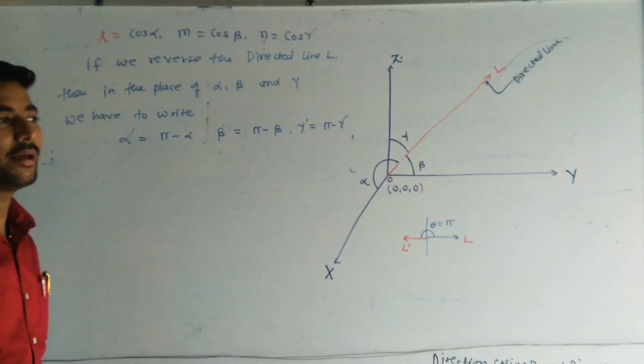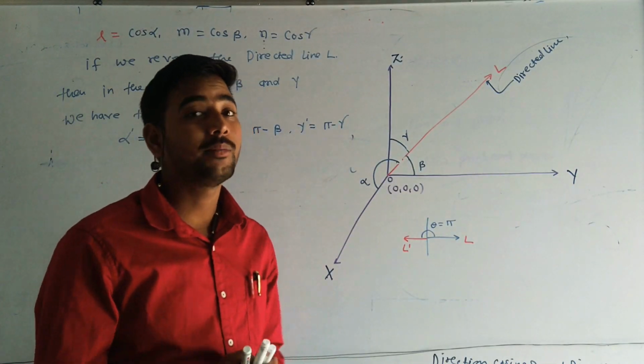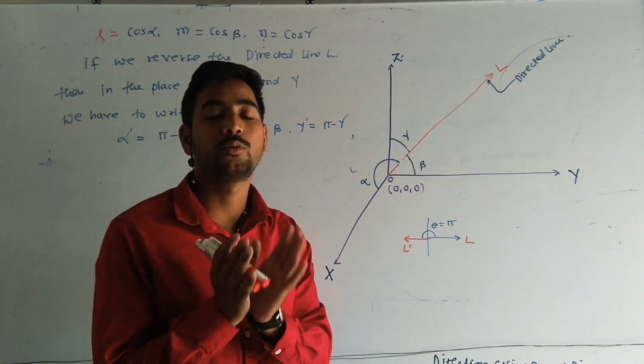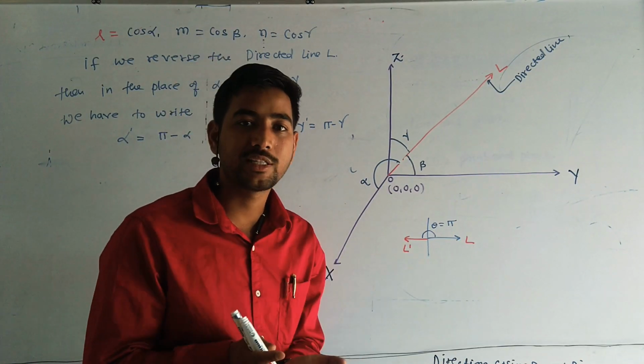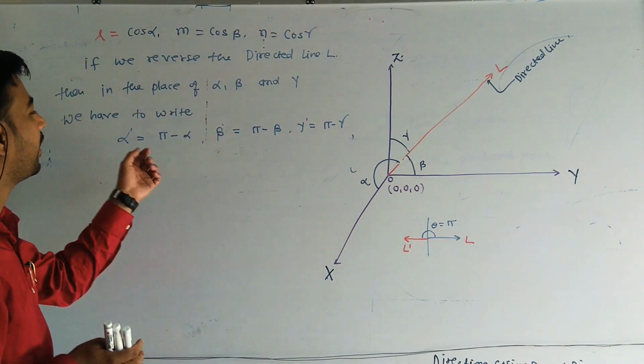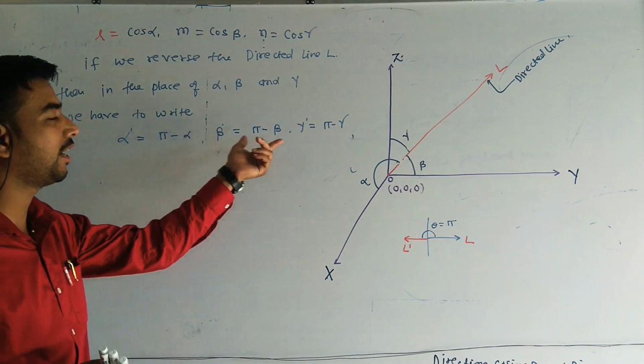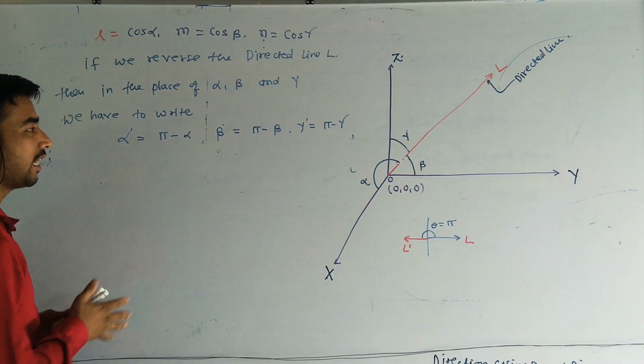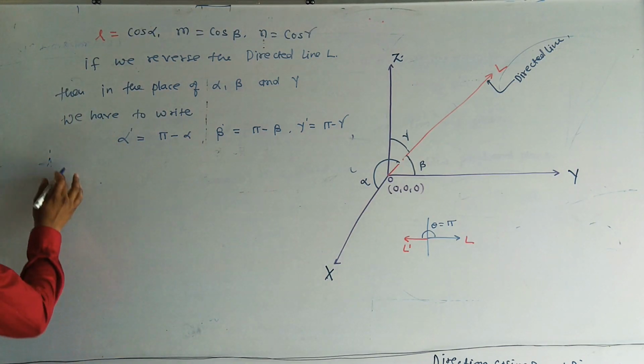So is this one clear to everyone? Actually what I am telling, if you reverse the line, then the direction cosines will be changed. And how will it change? You have to just replace the values alpha dash, beta dash, gamma dash with these values. Always remember this one.